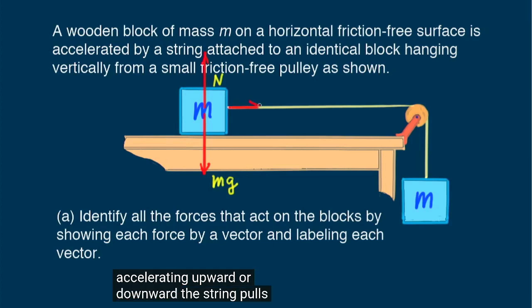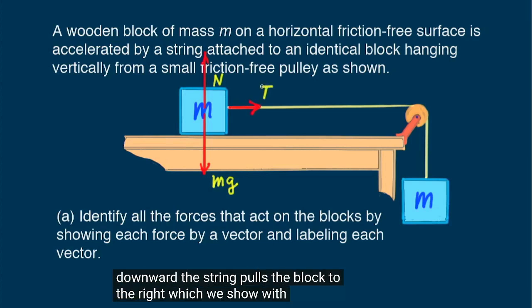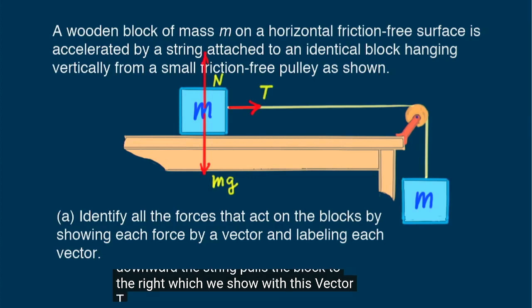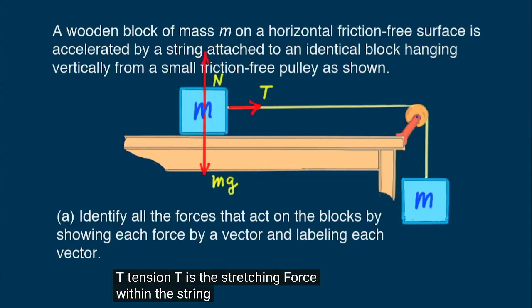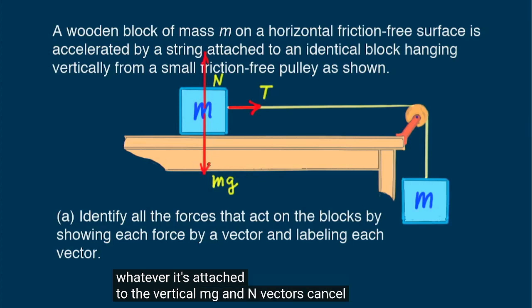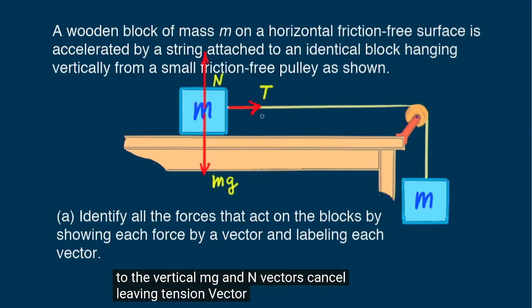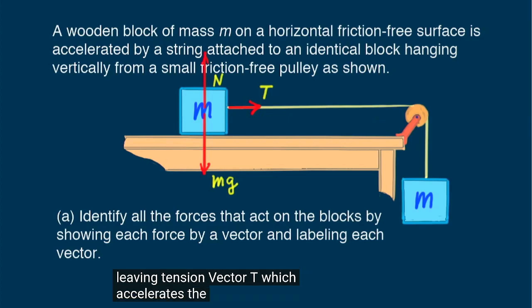The string pulls the block to the right, which we show with this vector T. Tension T is the stretching force within the string, and it's the force exerted by the end of the string on whatever it's attached to. The vertical mg and n vectors cancel, leaving tension vector T, which accelerates the block to the right.